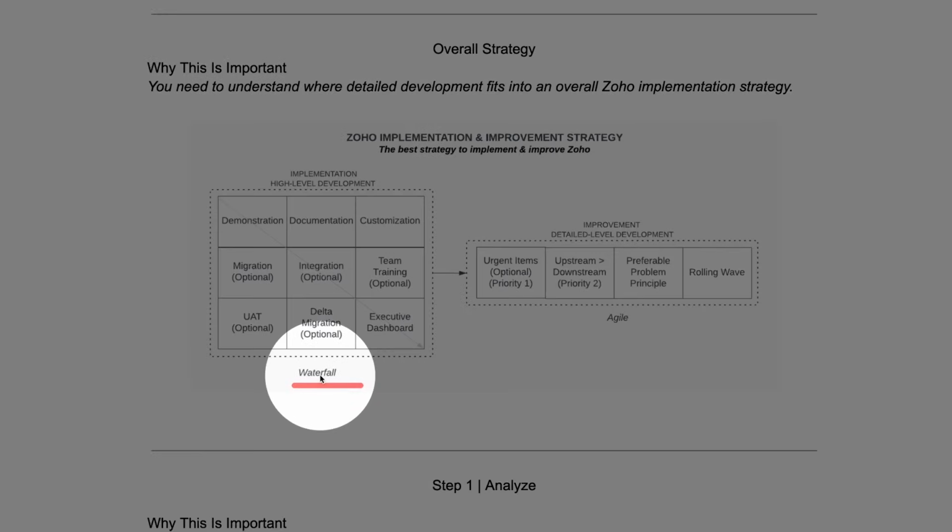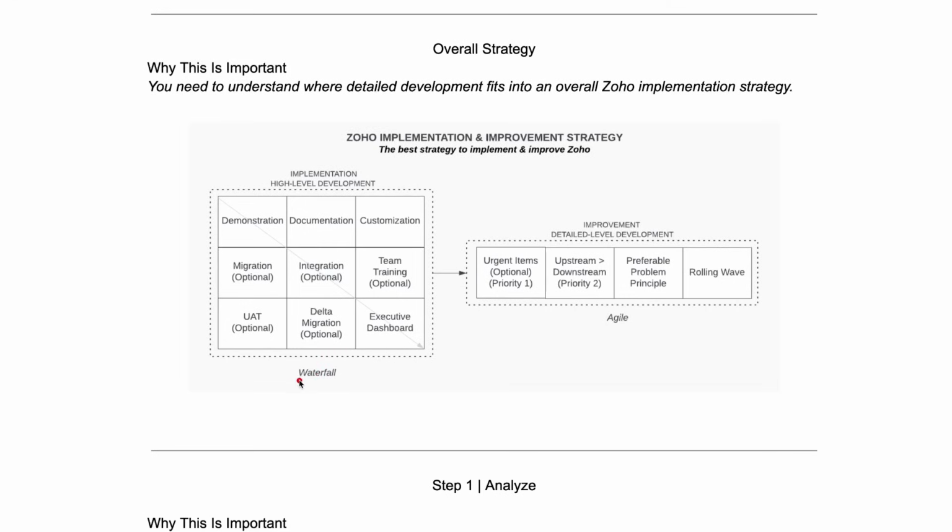This is waterfall. If you don't know, it's just a style of project management. It's more strict, and then agile is more flexible. So it's an oversimplification, but it'll get the point across. For now, once you have completed all of these things, whether you go for the optional things or not, you're ready for detailed level development.